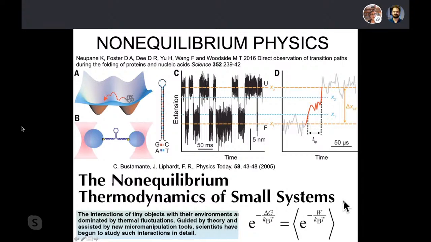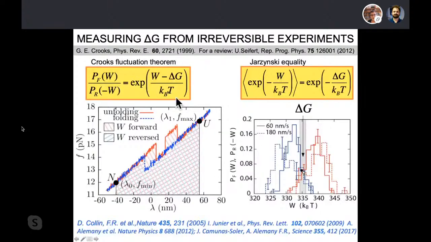Okay? And actually, this is a field to which my lab has contributed over the past years. Here I show you the version that is more from the practical applications point of view, the theorem that is mostly used in the experiments. You have a molecule that you can pull back and forth, and you can measure the work going forward along the pulling process when you increase the force as a function of time.